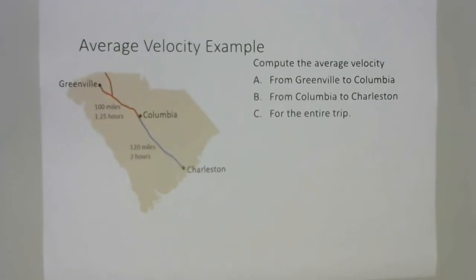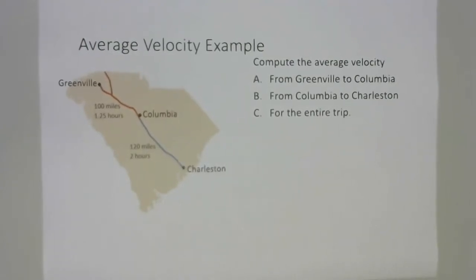Okay, this video is going to look at a little average velocity example. So in this case, we've got a map of South Carolina, and we're trying to travel from Greenville to Charleston, and we've separated that into two legs, where we go from Greenville to Columbia, travel about 100 miles in a period of 1.25 hours, and then we travel from Columbia to Charleston, which is about 120 miles in about 2 hours. So we're going to calculate the velocity from Greenville to Columbia, then Columbia to Charleston, and then the entire trip.